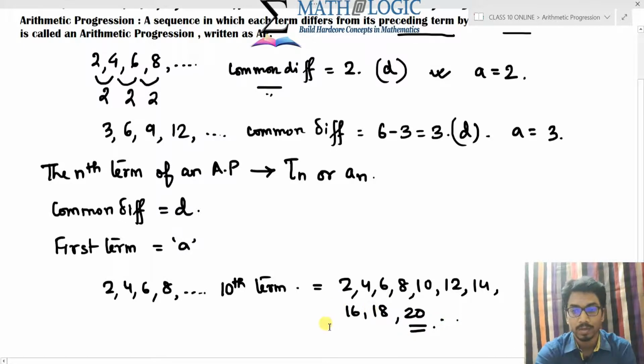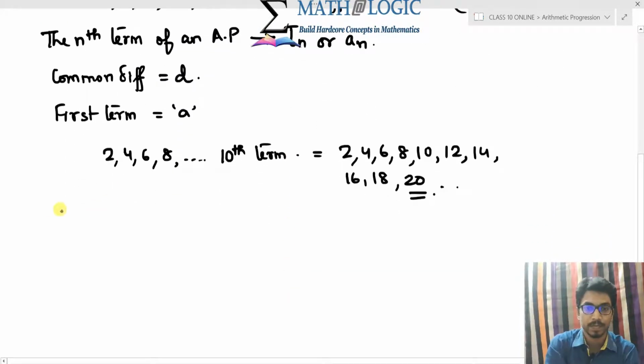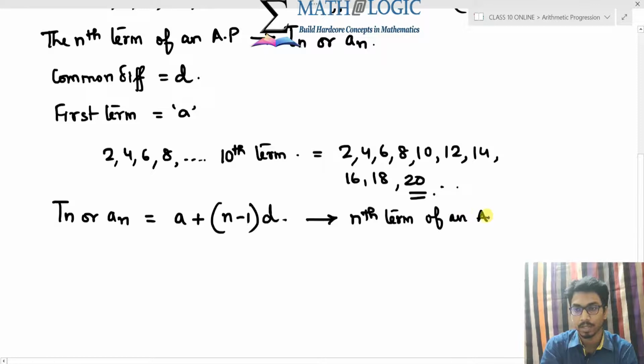So thereby the formula that you can use is, see, Tn or An is equal to A plus n minus 1 multiplied by d. This is the formula for nth term of an AP. Nth term of an AP. Understood?